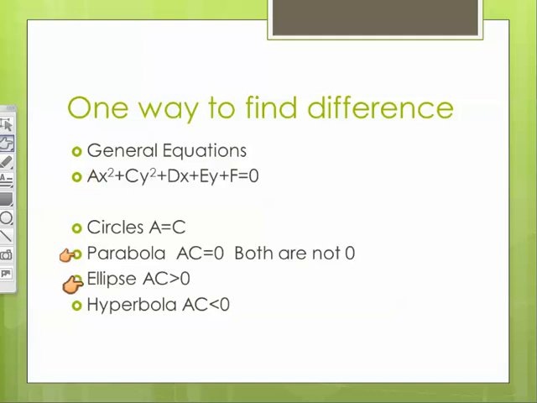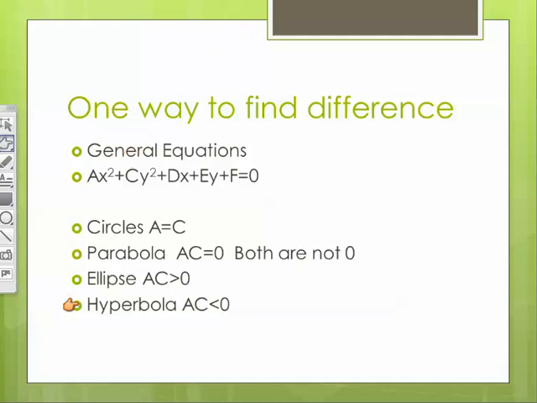Okay? For an ellipse, if you multiply A times C and it's greater than 0, then you've got an ellipse. If you multiply A times C and it's less than 0, you've got a hyperbola. That's the way you can tell these apart every single time. And it's really an easy trick to just memorize these four things right here and be able to tell whether you've got a circle, a parabola, ellipse, or a hyperbola.